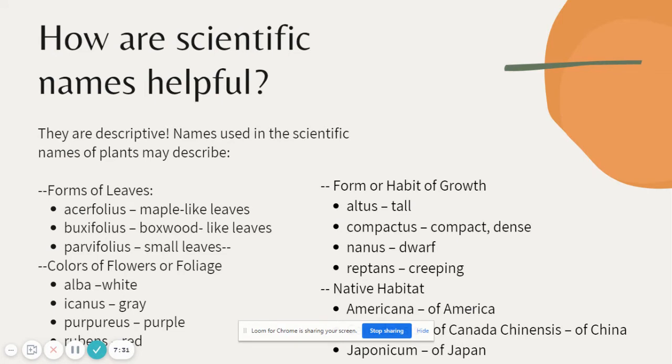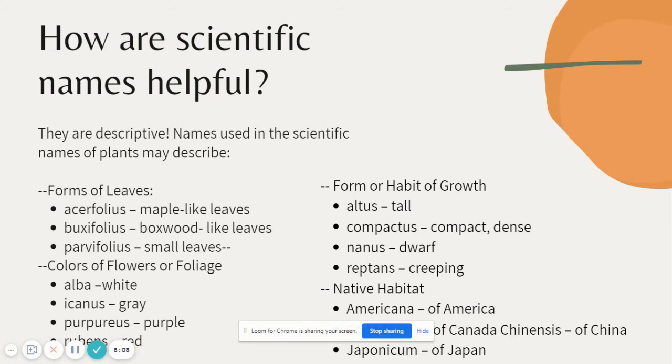So usually anytime you see folia, F-O-L-I-A or U at the end, you're going to be talking about leaves. Because you talk about fall foliage, you're talking about the leaves turning colors in the fall. So folia is leaves. Color of flowers or the color of the foliage: alba is going to mean white, canus is gray, purpureus is purple, and rubens is red. Sometimes you'll also see rubrum, but it's very similar in that format. So rubra, rubens, red.